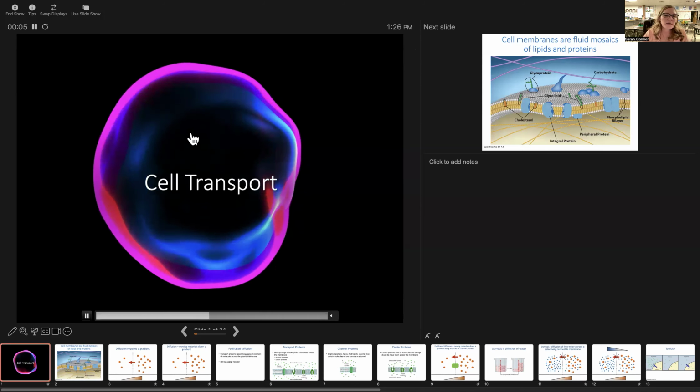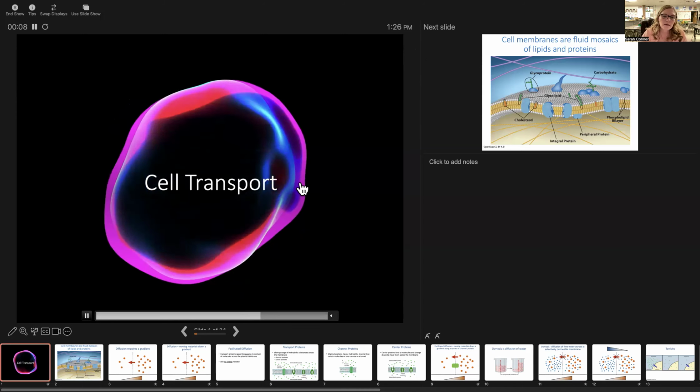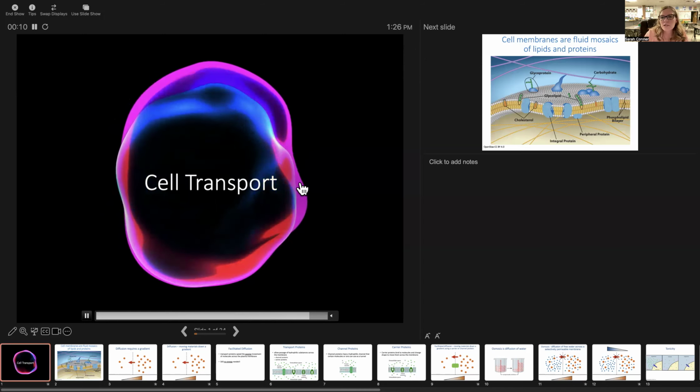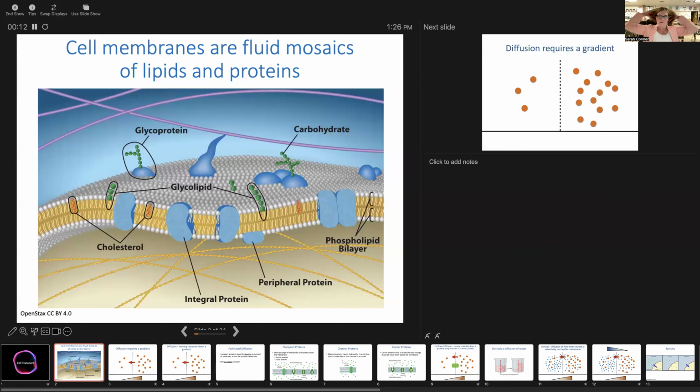Okay, so this is, like I said, cell transport. We're looking at a review of what we talked about last week: cell membranes and the fluid mosaic, the pieces of the lipids and proteins. So we have our glycoproteins. Remember, you were supposed to label those last week. Basically, we're talking about how everything is able to move in, because that has to do with transport.